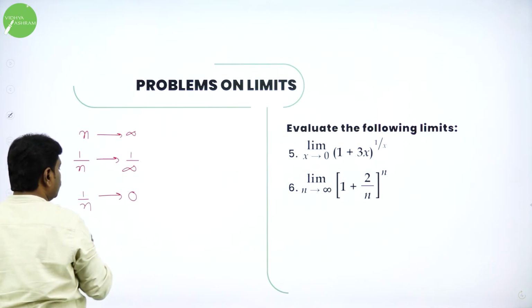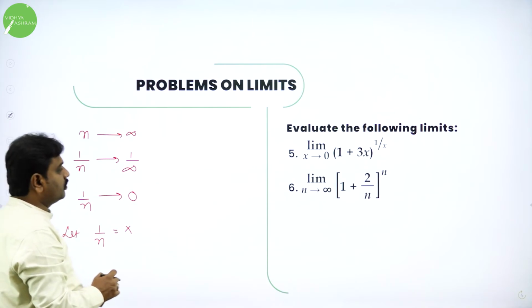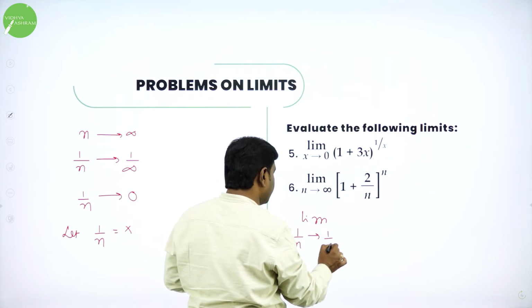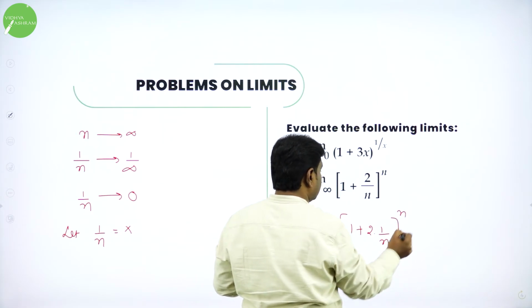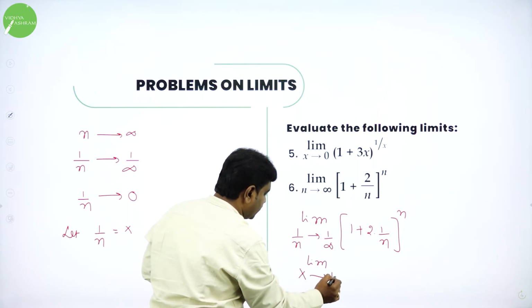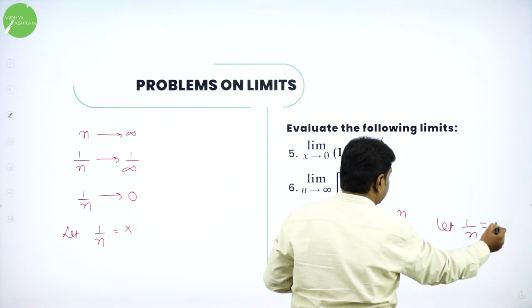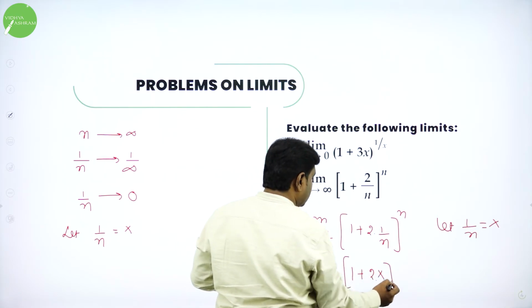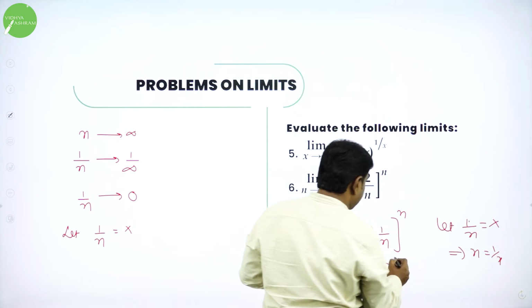So 1 by n tends to 0, and let us assume 1 by n as x. Now in the given sixth problem, I can take the limit n tends to infinity, meaning 1 by n tends to 1 by infinity, and 1 plus 2 into 1 by n, power we have n. I'll replace 1 by n with x. X tends to what? 1 by infinity is 0. Now 1 plus 2 into 1 by n is x, and since 1 by n is x, n is 1 by x. The power will become 1 by x.